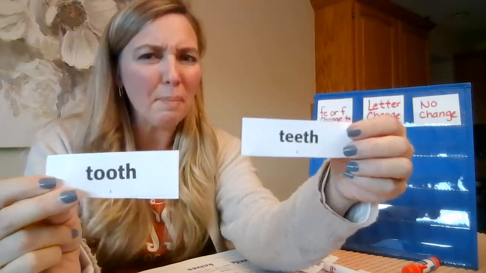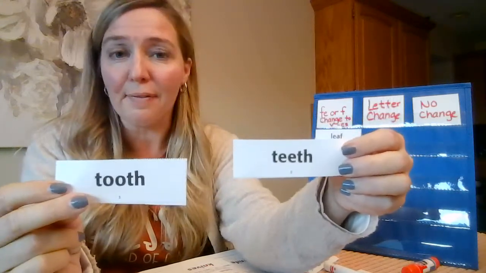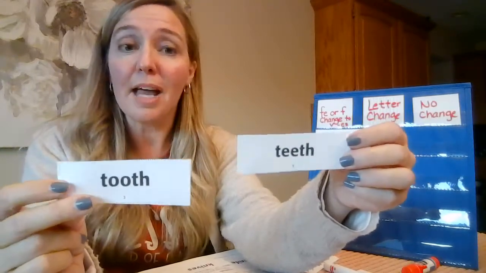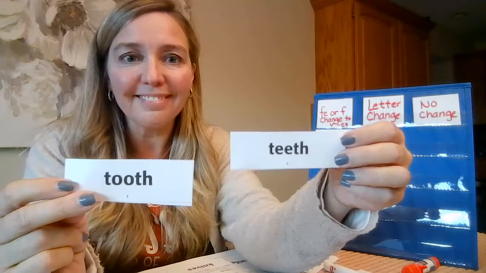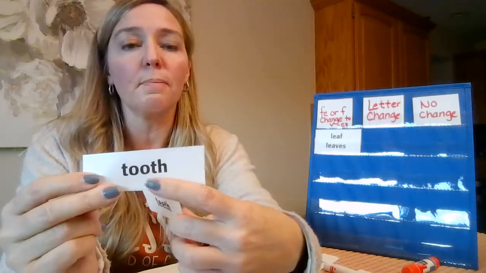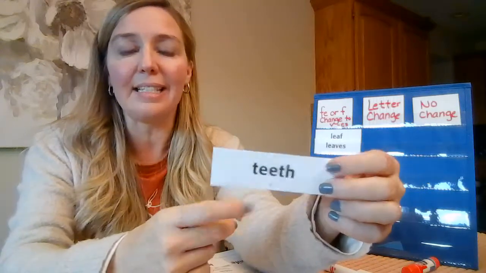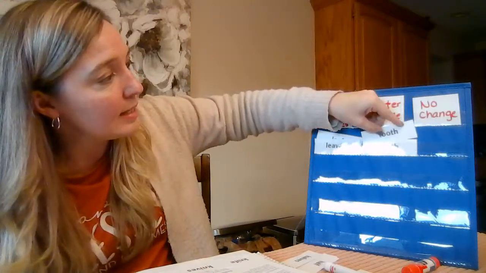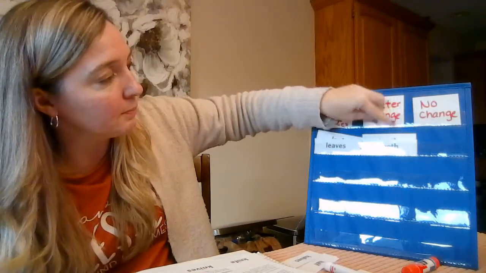When I look at both of these words, I have the singular word and the plural word. Where should we put these? Do they end with F-E or with the letter F? Nope. Is there a letter change? Yeah. In the singular word, we have double O's, and in the plural, it is double E's. So teeth is the plural and tooth is the singular.